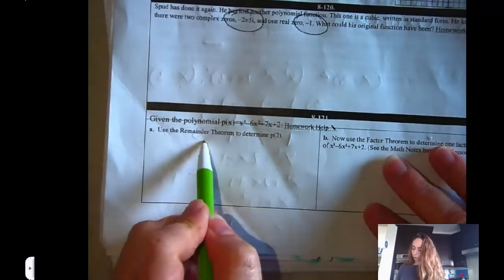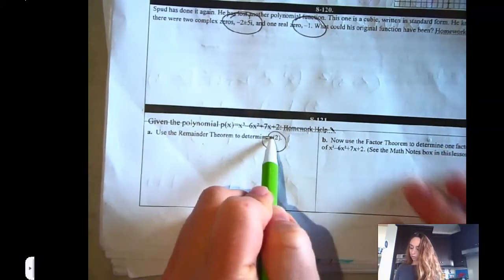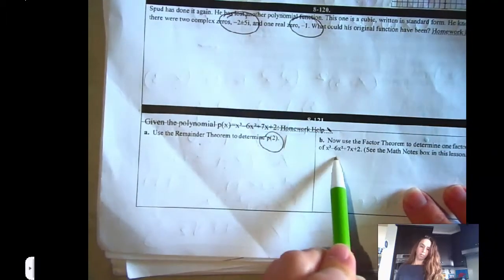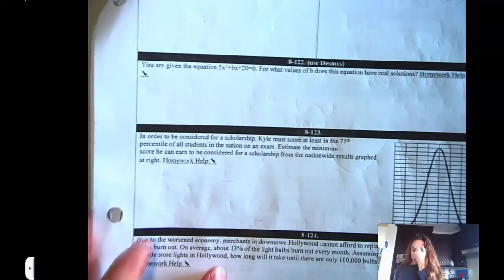This one, they want you to just plug in p sub 2, and then determine one of the factors. You know how to do that. That's what we just did. And then they want you to finish solving it. It looks like it got continued. This is a good one.